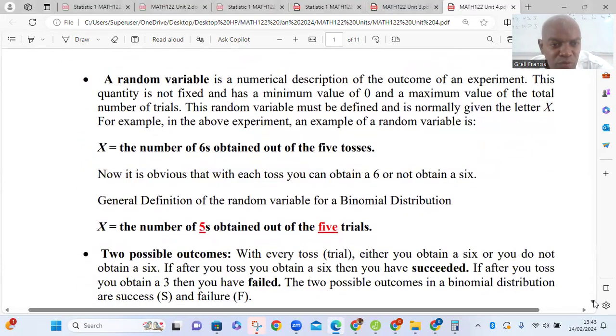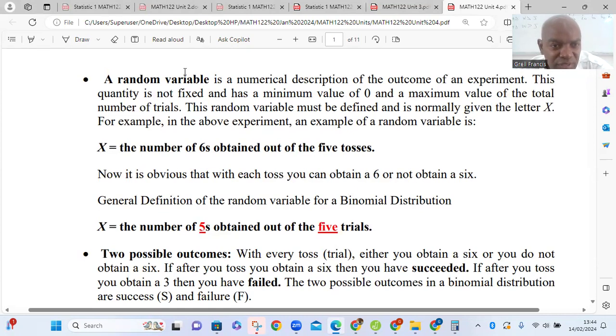We also need to have clear in mind the definition of what is a random variable. We have an idea what is a variable, which is the characteristic of an object that you are studying. But what is a random variable? It's a numerical description of the outcome of an experiment.